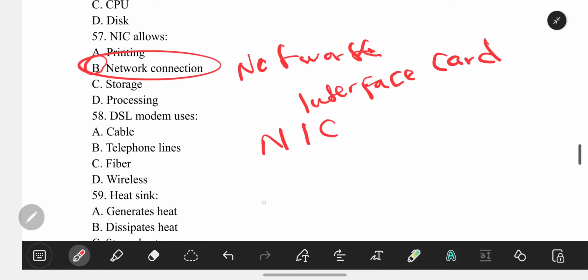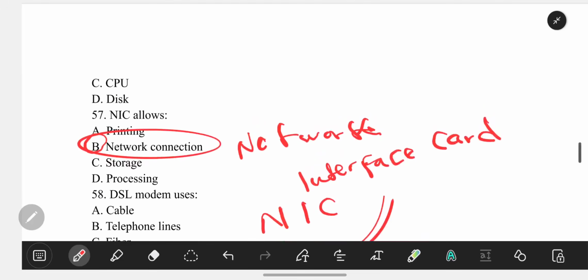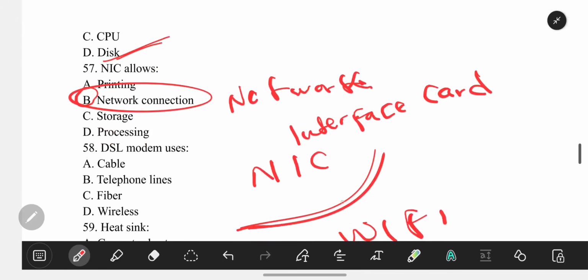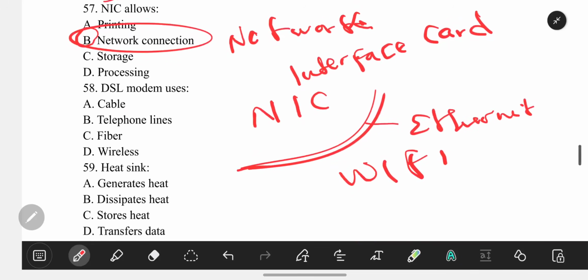So this uses what we call a cable such as an Ethernet. Ethernet is just a physical cable. We can have an Ethernet, or we can have wireless, such as the use of Wi-Fi. So NIC, which is the network interface card, allows there to be a network connection. You can use an Ethernet cable which can be connected so that you can share the network.